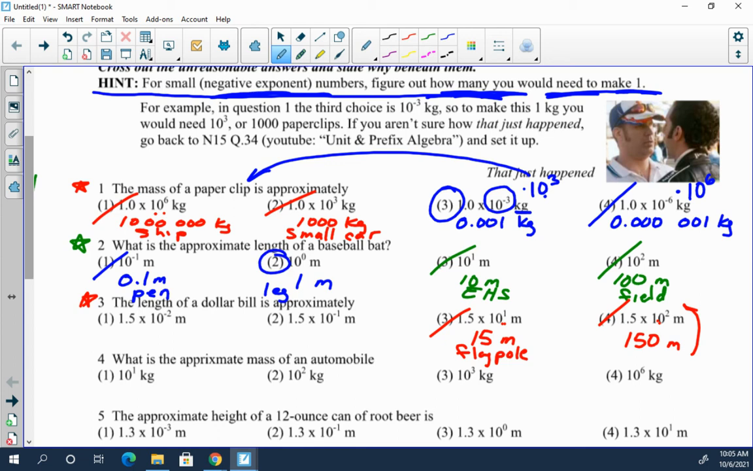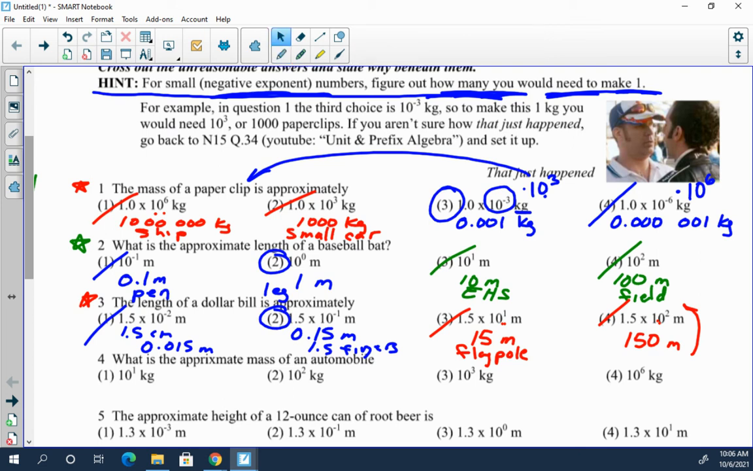Even if you go to 3, length of a dollar bill. This is 1.5 times 10 to the minus 1. These are decimeters. So that's 0.15 meters. That's kind of like, your finger is one. It's like 1.5 fingers. Whereas over here, this is centimeters. 1.5 centimeters. 0.015 meters. No, centimeters for a dollar bill. That's out. That's it. Follow that process on all these, and you will most likely land yourself with some good answers.